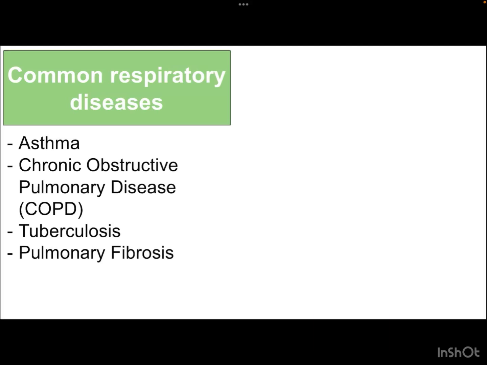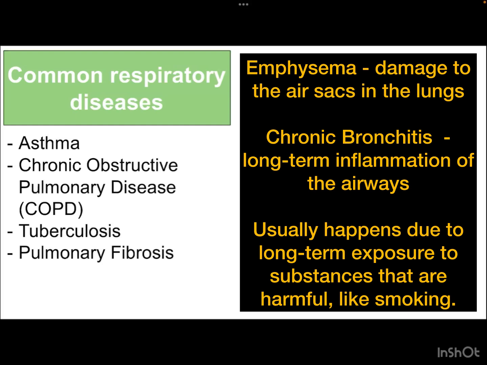Now we have COPD, known as chronic obstructive pulmonary disease. This is the name for a group of pulmonary diseases that make breathing a bit difficult. Now this includes emphysema, which is damage to the air sacs in the lungs, and also chronic bronchitis, which is a long-term inflammation of the airways. This condition gets gradually worse over time, and it's common mostly in middle-aged and older adults.